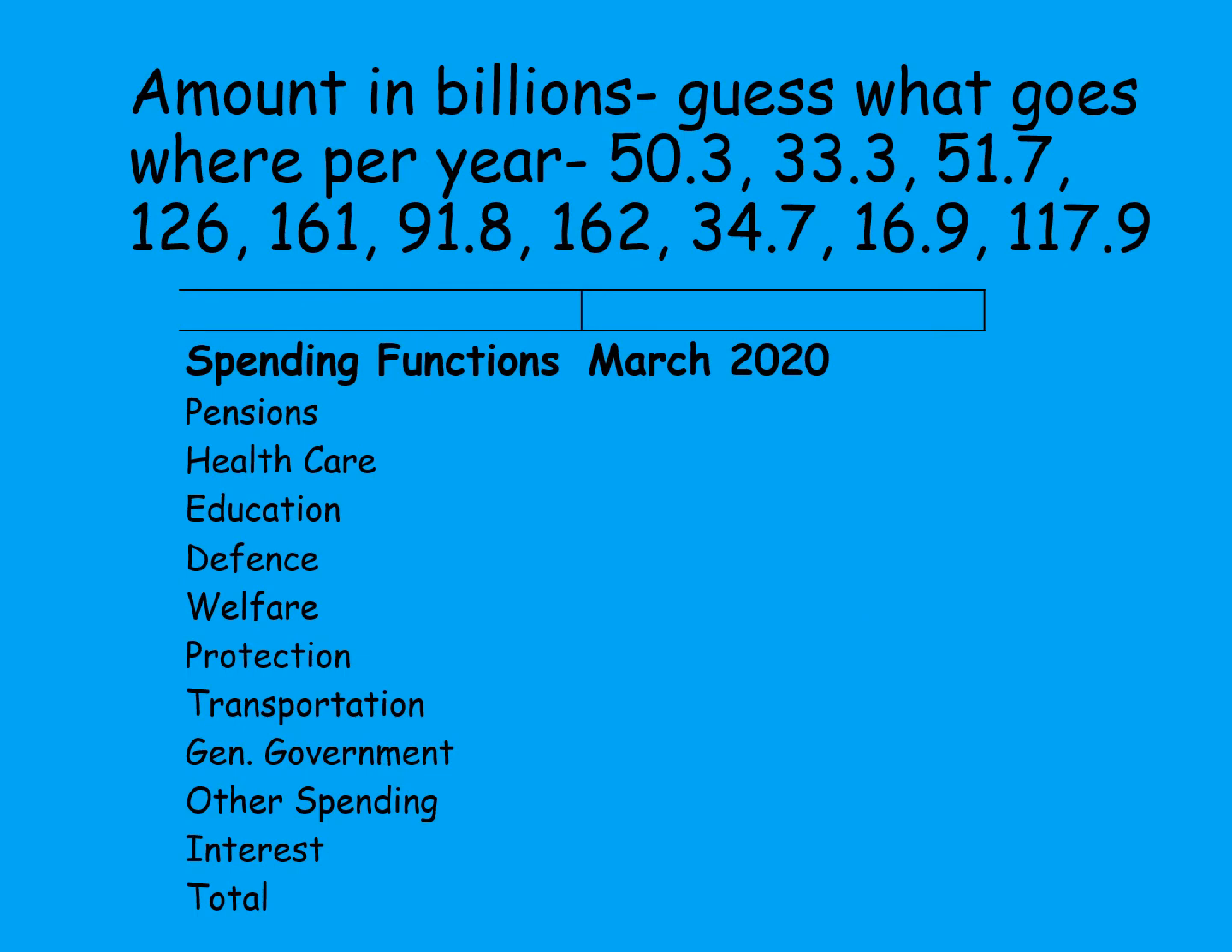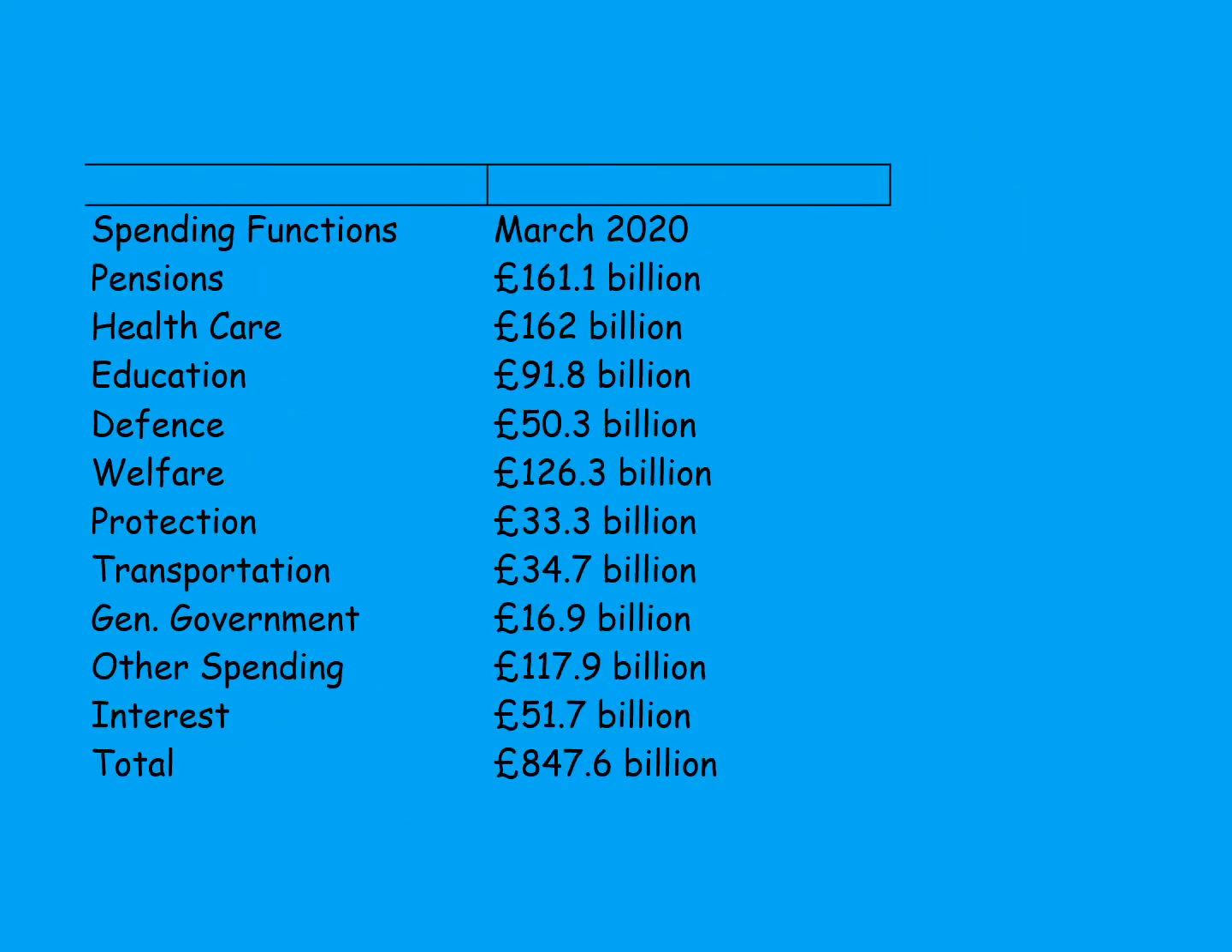Okay, so every year these different amounts of money get spent on the following areas. These are in billions, so it's not £50.3, it's £50.3 billion on each of those areas, but you've got to try and work out which amount matches which area. Press pause and have a go. And there are your answers. So if we have a look at some of the big ones then, £161 billion on pensions, £162 billion on healthcare, and so on and so forth.